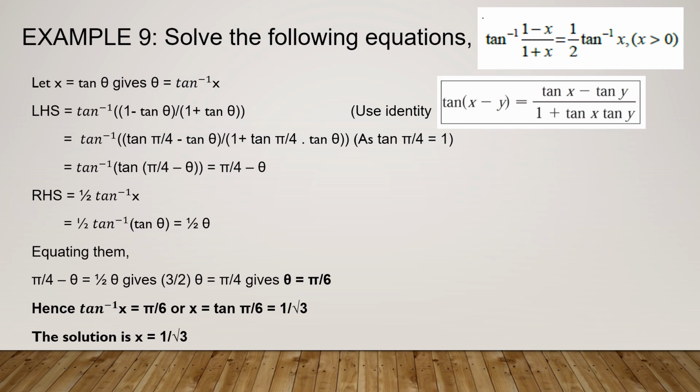Which will give you, on simplification, theta as pi by 6. So theta is pi by 6, but what is theta? Tan inverse of x. So tan inverse of x is pi by 6. That will give you x as 1 upon root 3. Why? Because you know tan pi by 6 is 1 upon root 3. So the solution of the given equation, meaning the value of x which you have obtained, is 1 upon root 3. This is the solution.